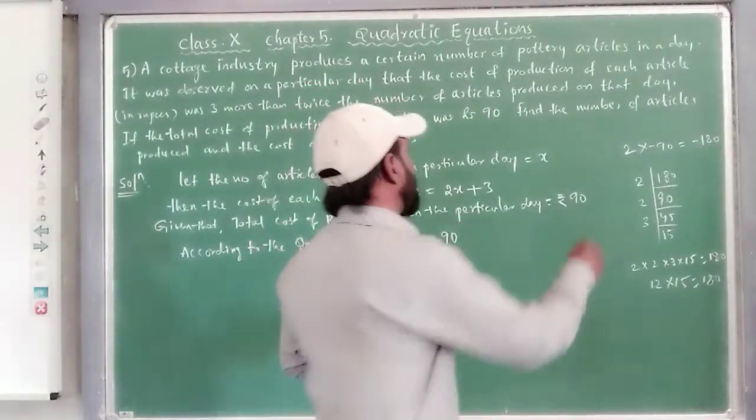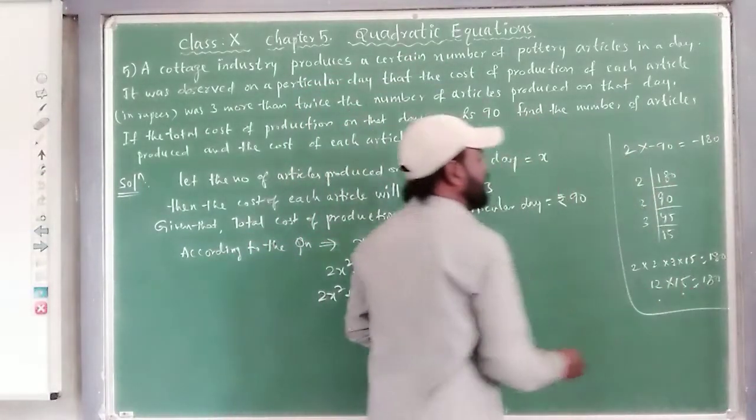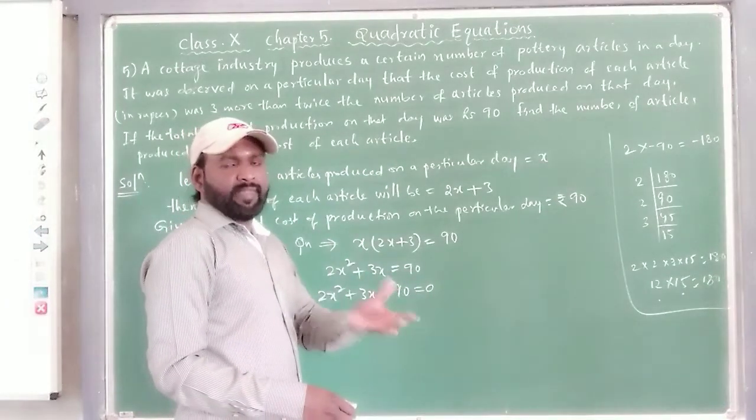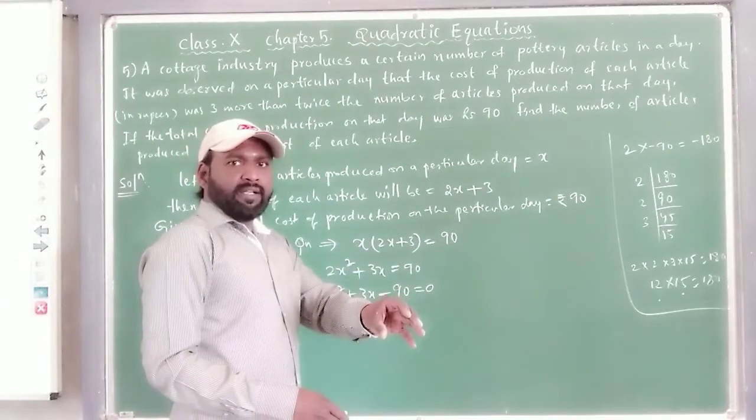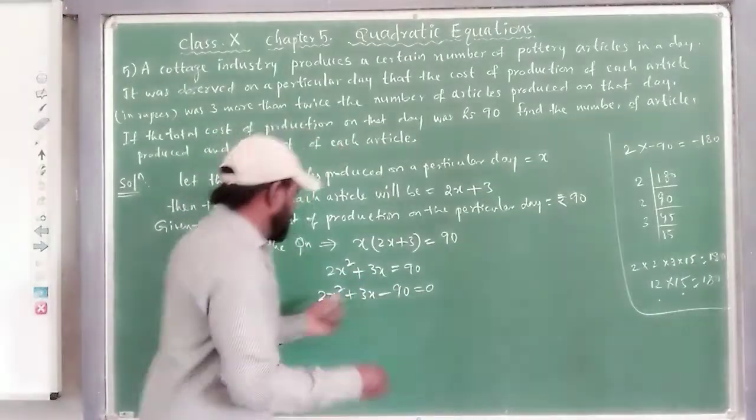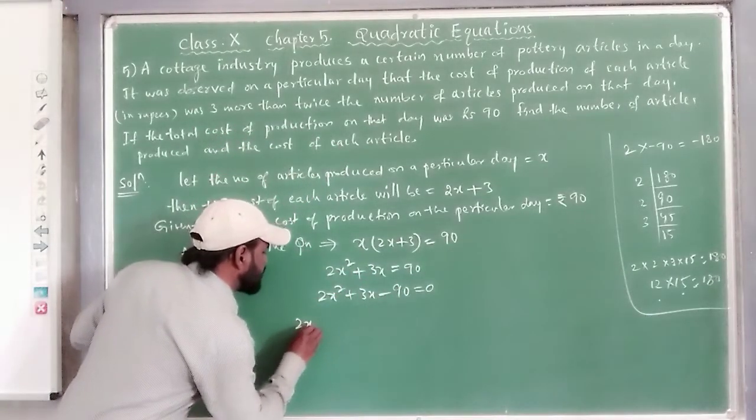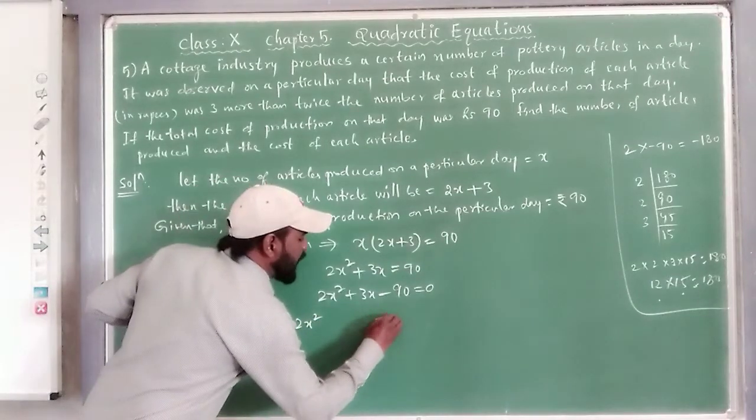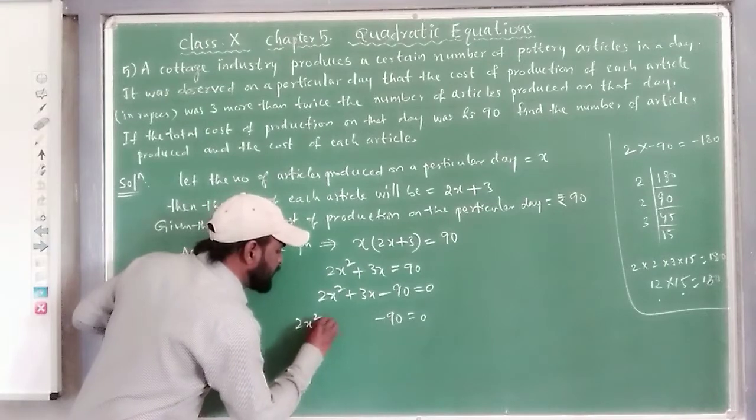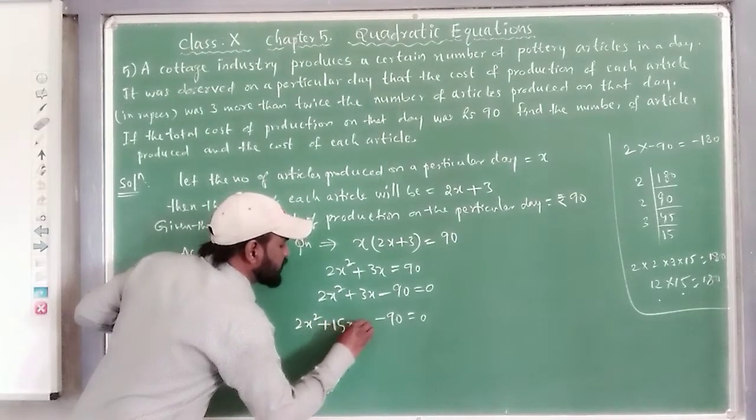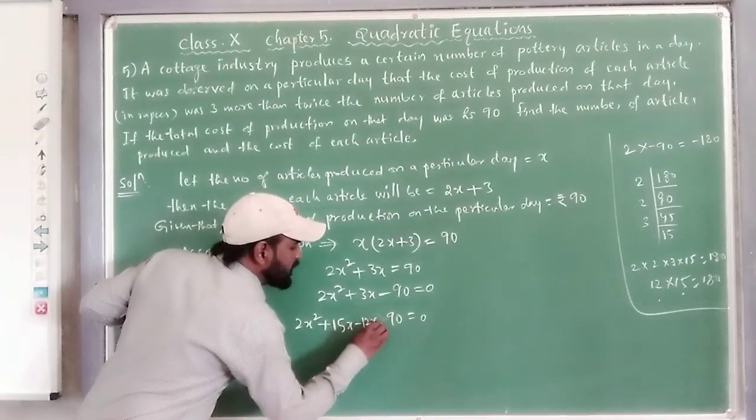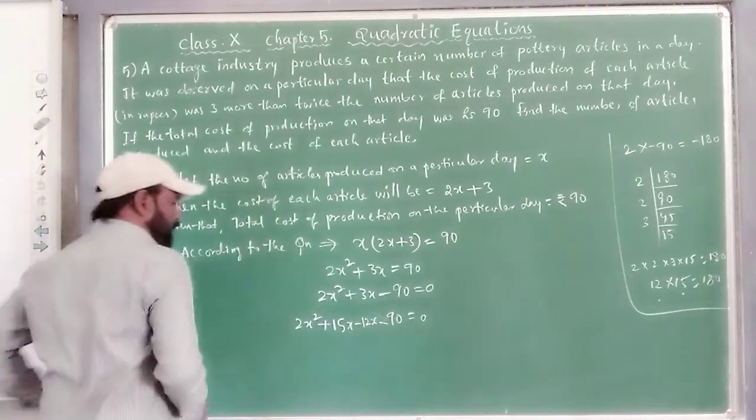We have to use the combination of these factors 12 and 15. 15 into 12 and 12 into 15 is 180. So 15 minus 12 is what? 3. So that is our required one. So write first 2x square as it is, last term 90 as it is, but the middle term 3x I am writing as plus 15x minus 12x. Right? Plus 15 minus 12. So we will write in the proper way.